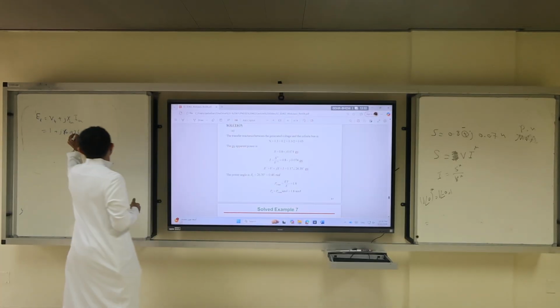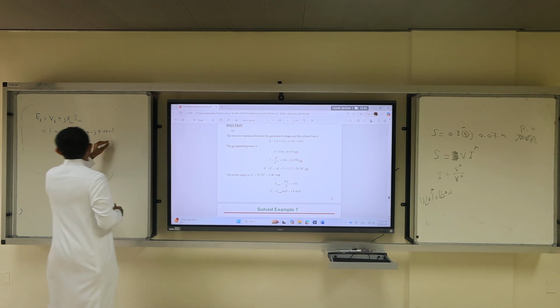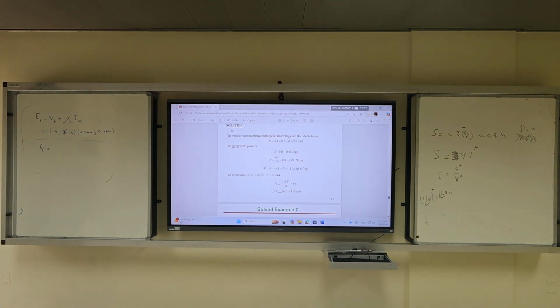0.8 minus J 0.074, and you should get EF to be verified, trust but verified. 1 plus J times 165 times 0.2 minus J times 0.074, and I'm getting the same. No, I'm not getting... White's 0.22, should be 0.8, I think. You're right.